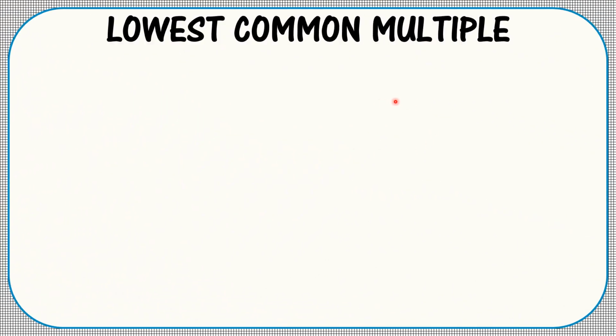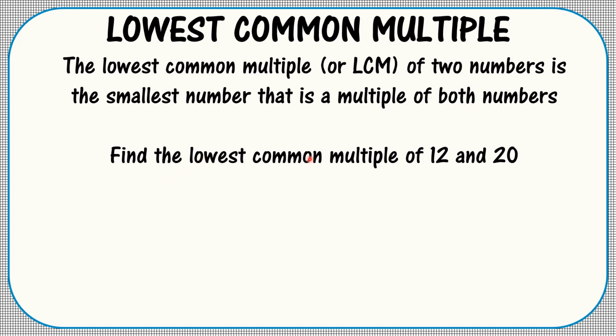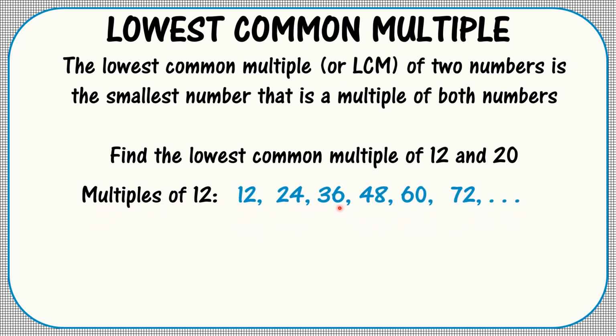The lowest common multiple, or LCM as it is referred to, of two numbers is the smallest number that is a multiple of both numbers. So for example, find the lowest common multiple of 12 and 20. What you would do is write the multiples of 12: 12, 24, 36, 48, 60, 72, and so on and so forth.